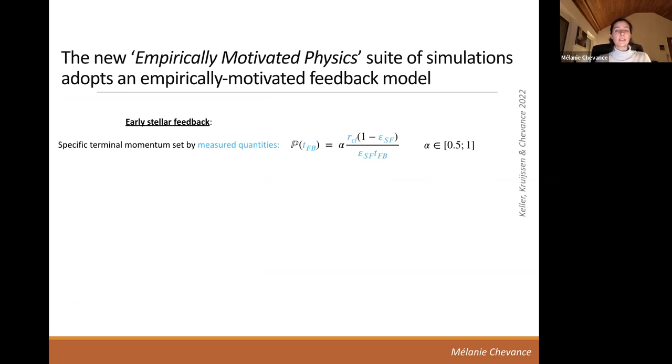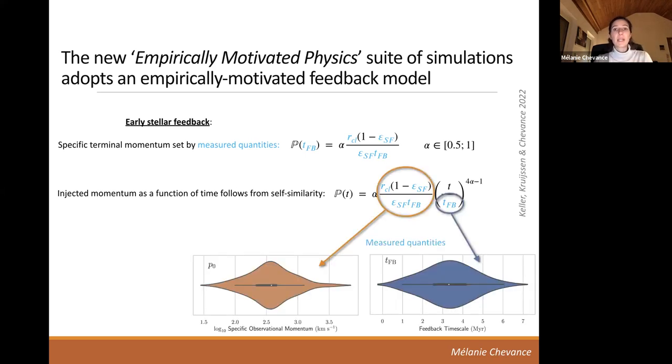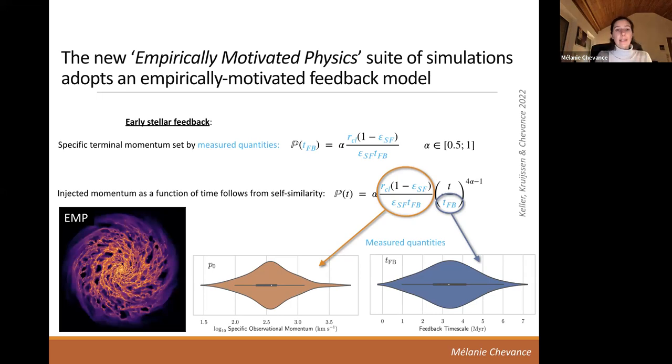We don't know what physics is causing the destruction of clouds, but we know how fast this happens from the observations. Basically, we can measure in the observations the specific terminal momentum that is causing the dispersion of the cloud. And by just assuming self-similarity, you can derive the injected momentum at each time by a given stellar region. This depends on quantities that we can actually measure from the observations: the specific observational momentum and the feedback timescale.